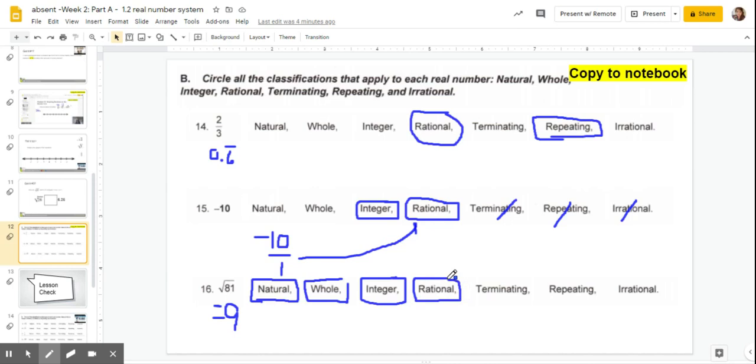Okay, so since it's natural, then that makes it whole. Since it's whole, it makes it an integer. Since it's an integer, it makes it rational. Since it's rational, it cannot be irrational. All right, that is it.